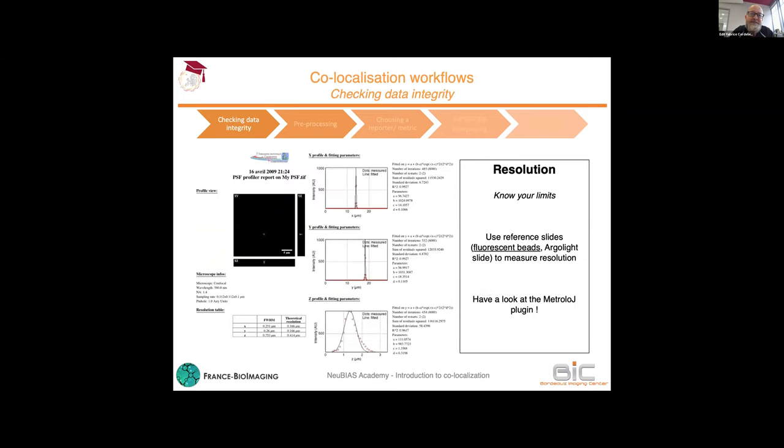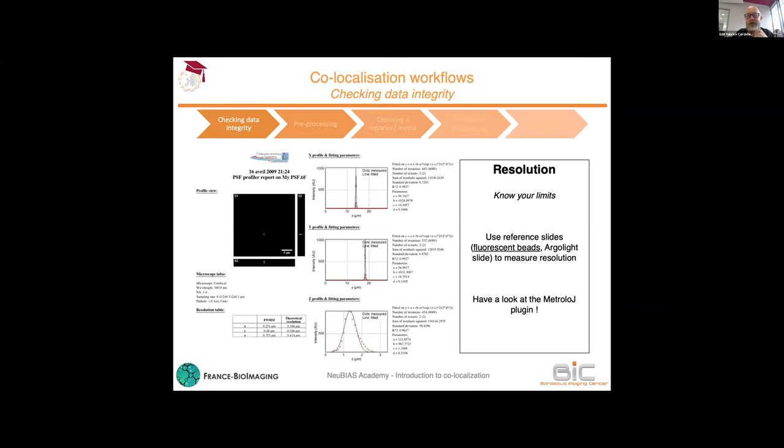Finally, resolution is really important. You should know at which resolution you're working. You should know the limits of your microscope, because of course, if you're taking the crappiest objective in the facility, if you're using a simple magnifying glass, of course, everything will co-localize. So word of advice, if you want to prove that there is co-localization, just use the magnifying glass. It will be easier.